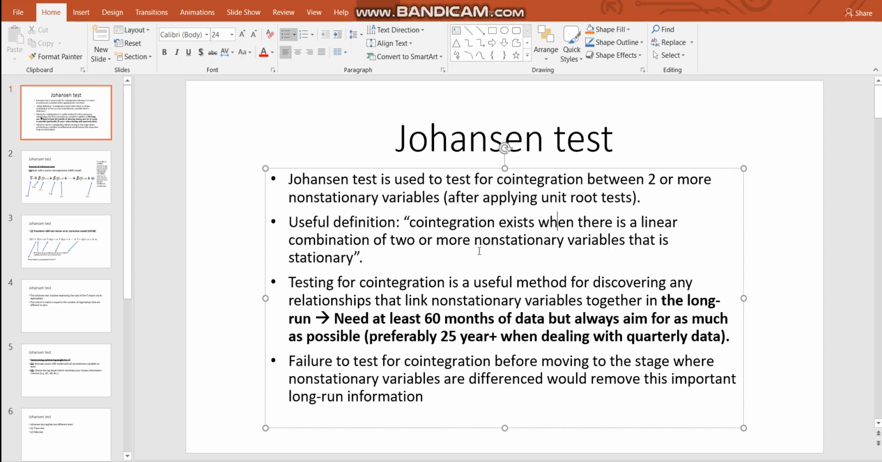The second thing is, what is cointegration? Well, I've got a nice little quote there, a nice concise quote, which is just basically that cointegration exists when there's a linear combination of two or more non-stationary variables that actually become stationary.